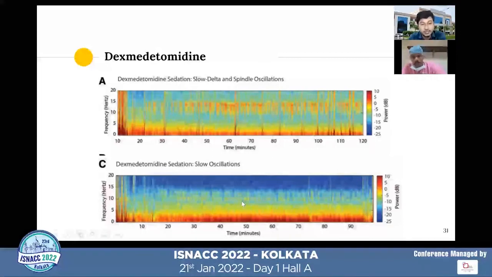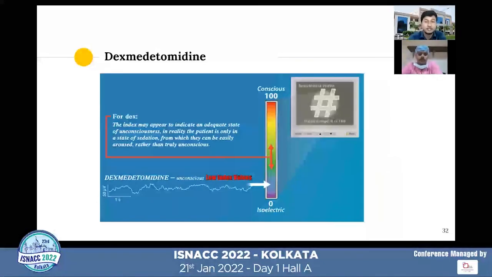Then at higher concentrations, those sleep spindles will disappear and predominantly delta oscillations are seen. And so we have to take care when we are using dexmedetomidine with a depth of anesthesia monitor. It can provide you with lower index values, even though the patient may be easily arousable.